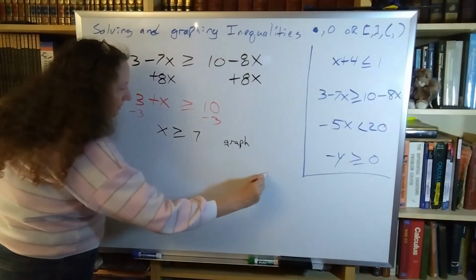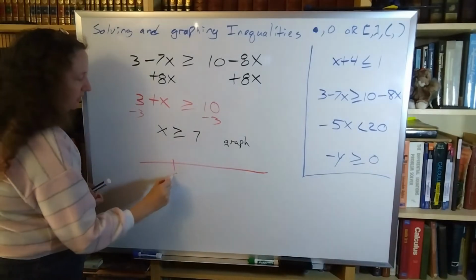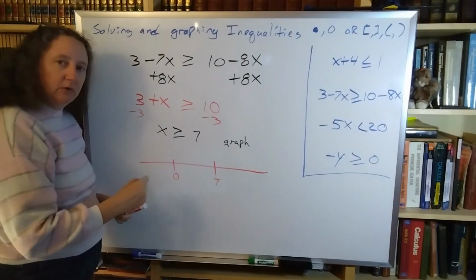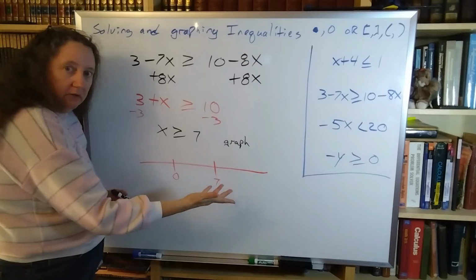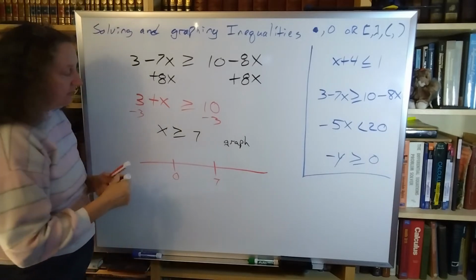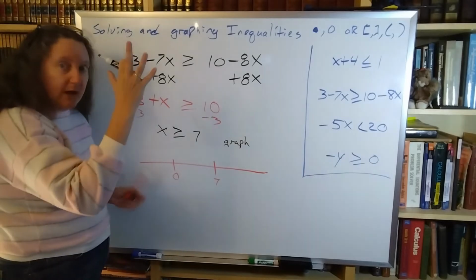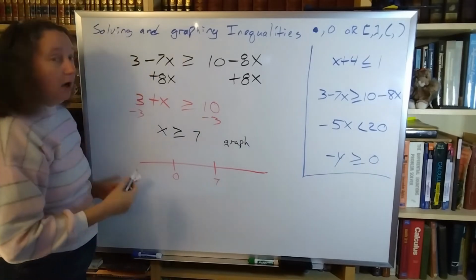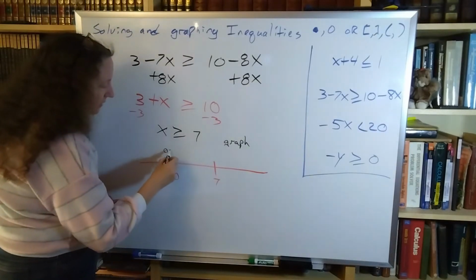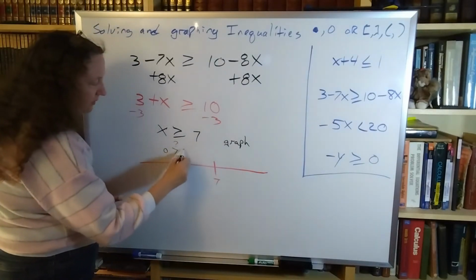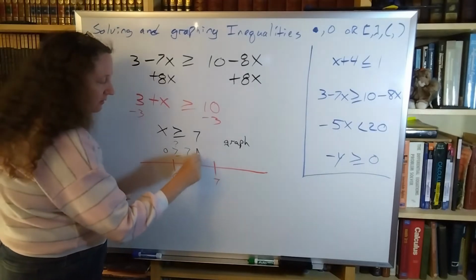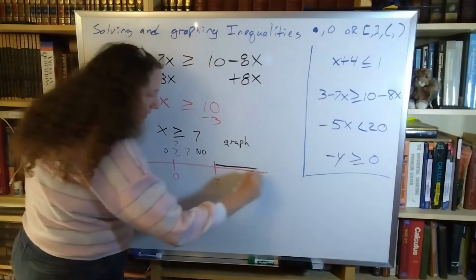So I have my number line. I have my 0. And I have my 7. I need to figure out, do I go to the left or do I go to the right? So I have to compare this to something. Some of you can do this in your head without any problem. Good. Others need to actually compare it to something. So I'm asking myself, 0, is that greater than or equal to 7? 0 is not greater than 7, so I'm going to go away from 0.